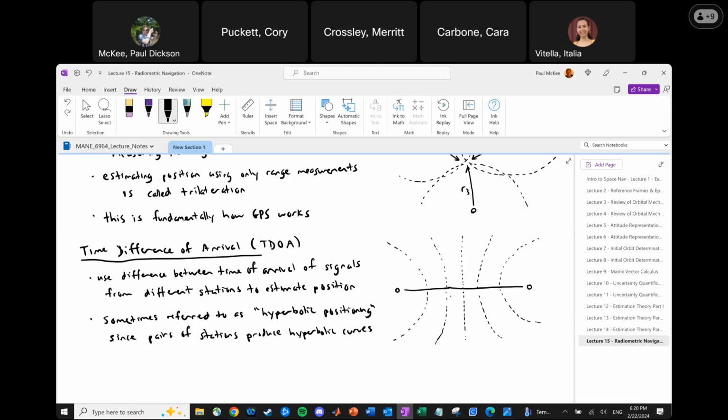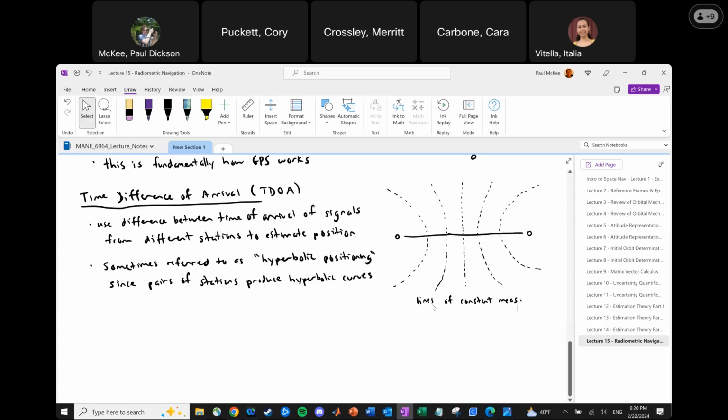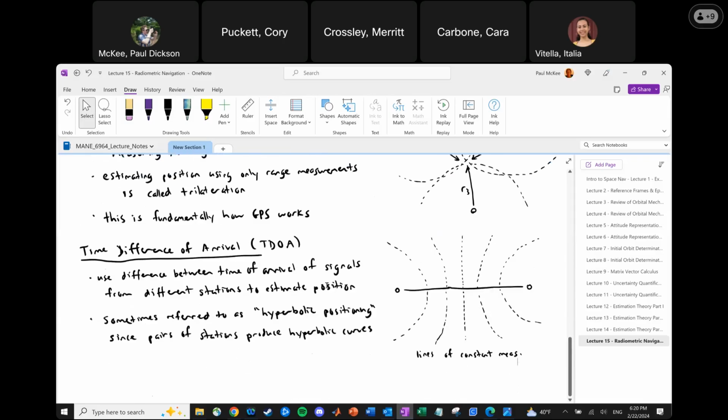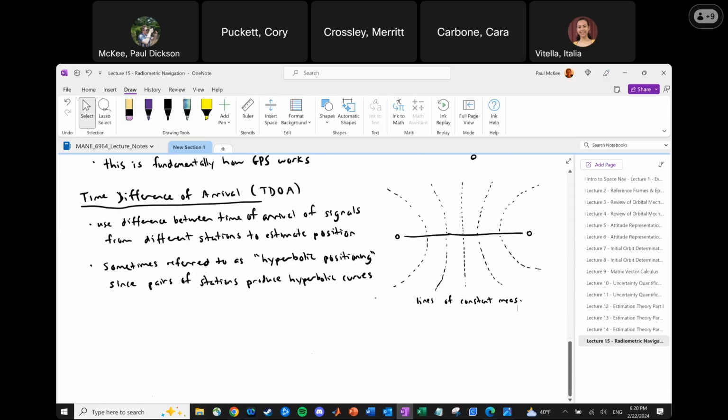So these are lines of constant measurement. We're not going to go into a ton of detail on TDOA, just for your awareness that there's an entire other way of solving problems like this. We're mostly going to be focusing on time of flight in this class, but TDOA is also neat. There's also something you should be aware of called very large baseline interferometry.